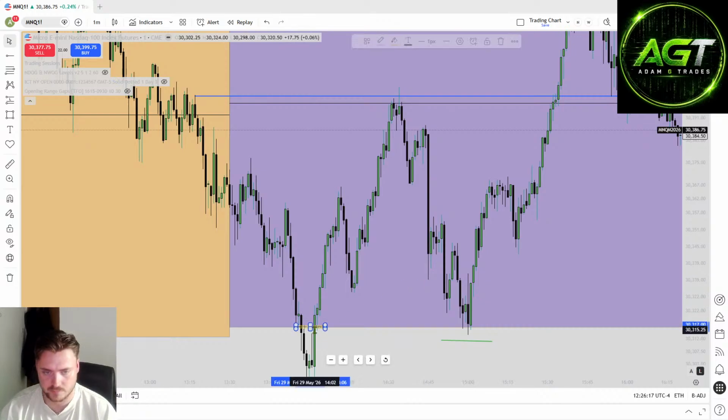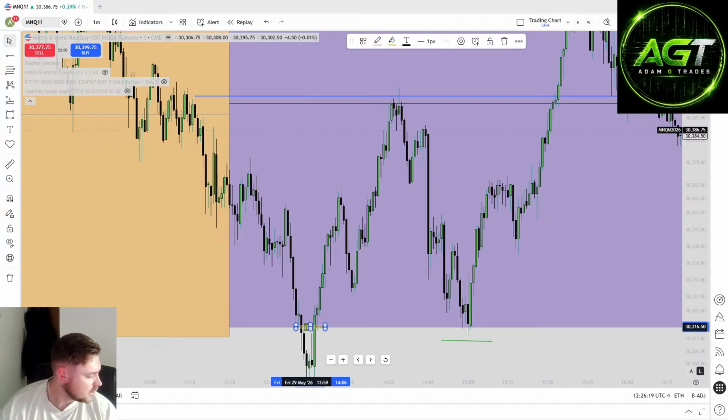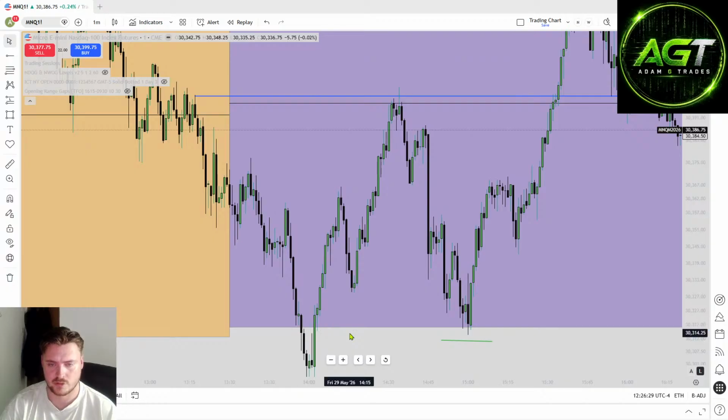Okay, we've talked about fair value gaps, inversion fair value gaps. Let's talk about volume imbalances next. See if I can spot them as we go through.